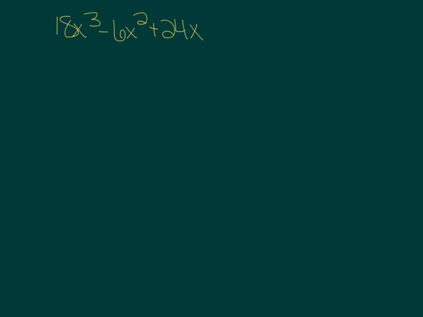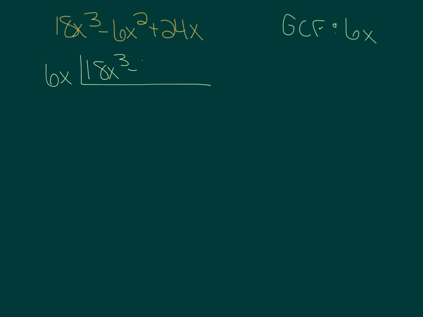Next we have the polynomial 18x cubed minus 6x squared plus 24x. I look at my numbers, 18, 6, and 24. What's the biggest number that divides all of those? I believe it's 6. I look at my variables. Is x common to all of them? Yes, so I'm going to use an x. And what's my smallest power of x? My smallest power of x is just x. So I'm going to factor out a 6x.